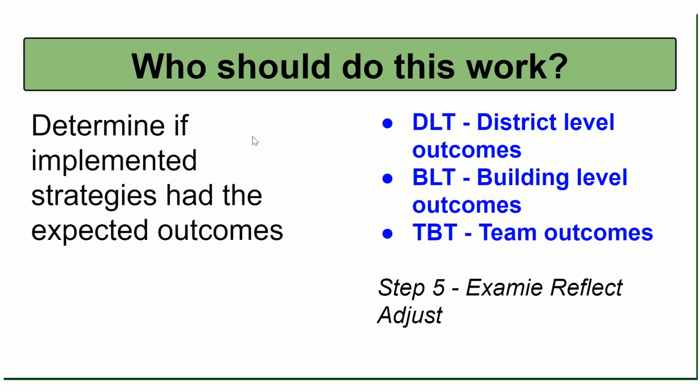Determine if the implemented strategies had the expected outcomes at each level. Did it work at the TBT level? Did it work at the building level? Did it work at the district level? If it did, what needs to make it even better? If it didn't, why? Is it because it's a strategy that doesn't work with our kids? Is it because we really didn't implement it like we were supposed to?